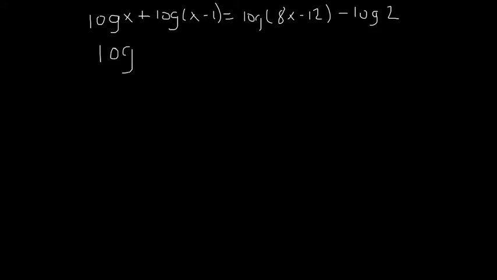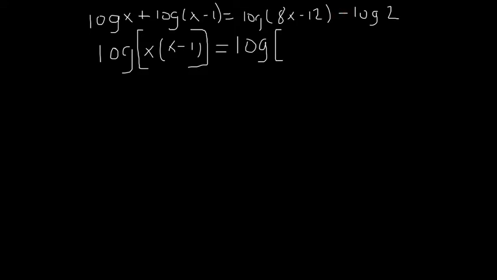So now I have a single log on the left-hand side, and that log is of the product x times x minus 1. To be clear, we'll use brackets here. I'm taking the log of a product now. We're going to do the same thing on the right-hand side. So we have the log of the... not a product. This is a subtract right here.